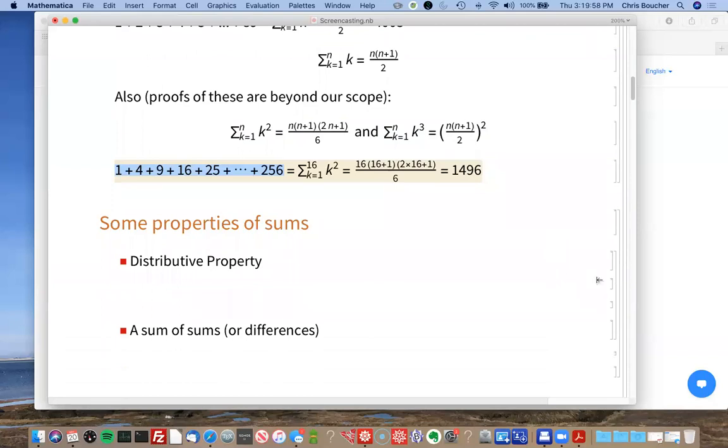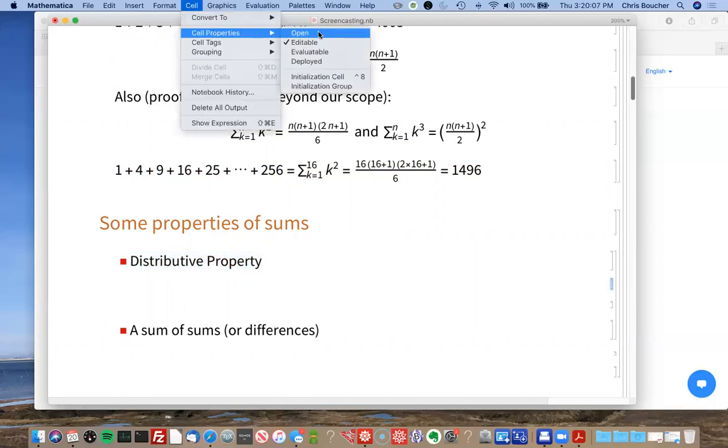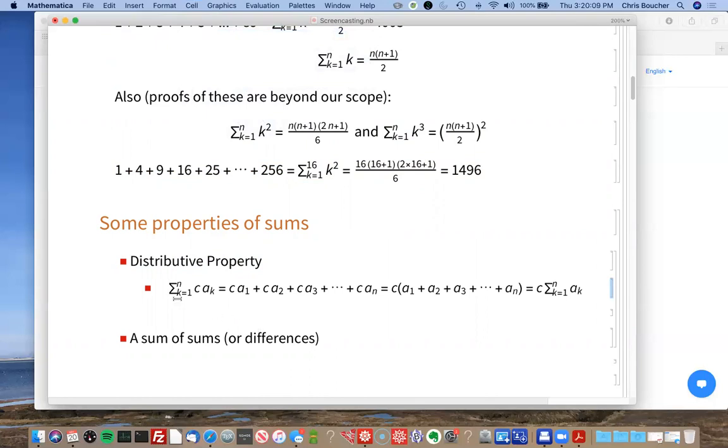All right, a couple of other properties of sums, and some of these will sound familiar. You've all heard of the distributive property, and this is what the distributive property looks like in summation notation.